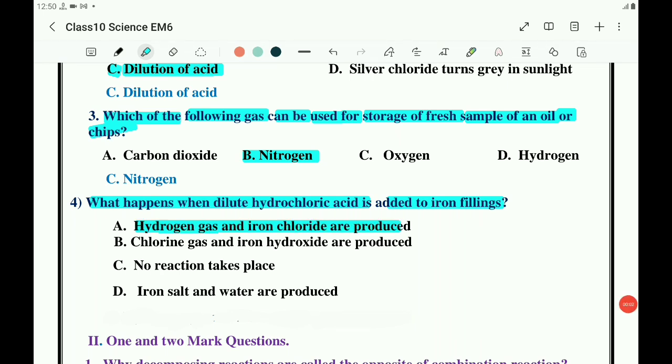Then what is the answer? Option A, hydrogen gas and iron chloride are produced. Option A is the answer. Hydrogen gas and iron chloride are produced.